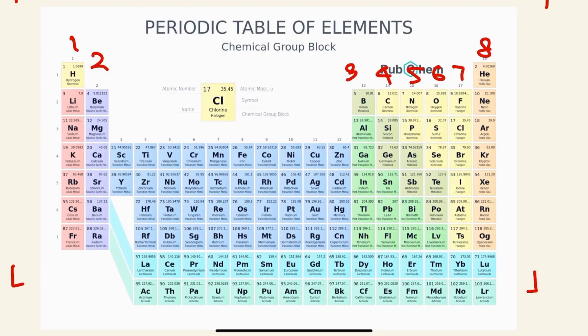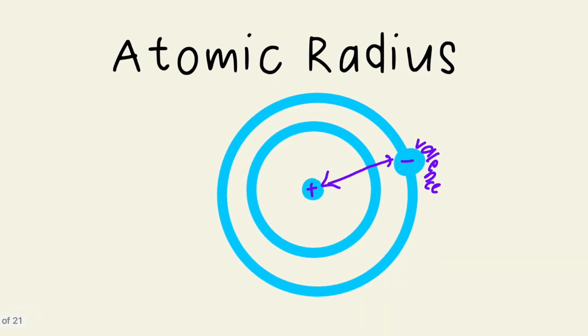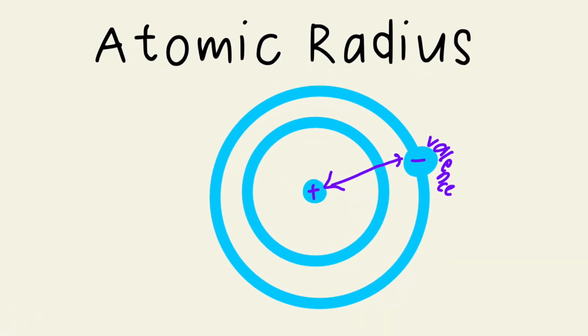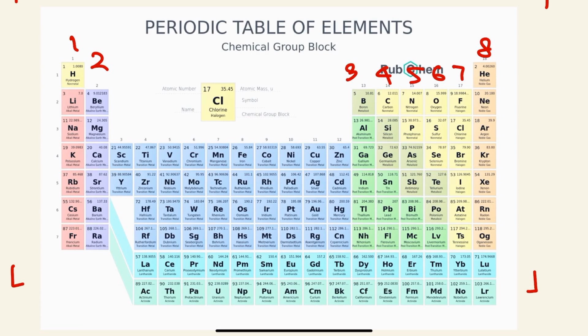Another trend you need to know is atomic radius, the distance from the nucleus of an atom to its valence electron. As you gain protons left to right across the periodic table, electrons outside will be more attracted and pulled closer to the nucleus. Therefore, the radius will decrease. So as you increase protons, the atomic radius will decrease. Another factor that affects radius is the number of shells an atom has.